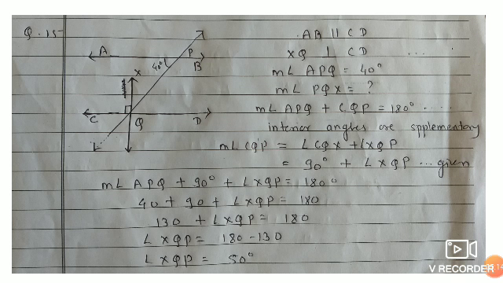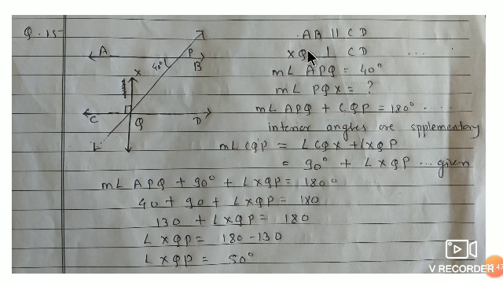Now question number 15. In the adjoining figure, line AB is parallel to line CD and line PQ is their transversal. Line QX is perpendicular to side CD and the measure of angle APQ is 40 degrees. So find the value of this angle XQP.